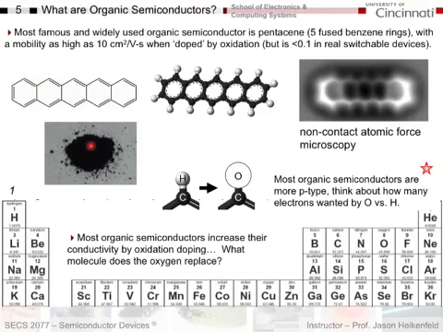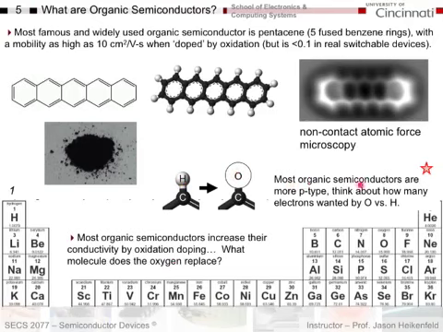And let's talk a little bit about doping this thing. So, most organic semiconductors like pentacene can increase their conductivity by something called oxygen doping. So what molecule does the oxygen replace? Well, it replaces the hydrogen. So I'll basically replace hydrogen with oxygen.